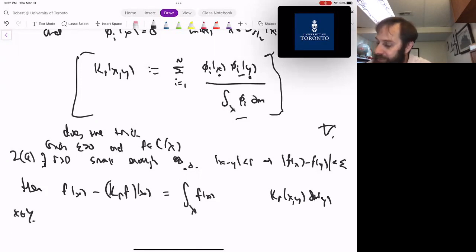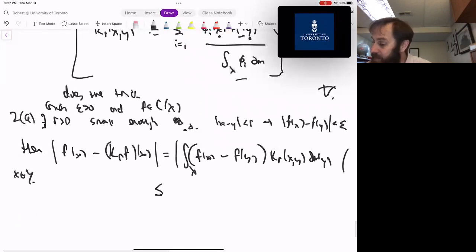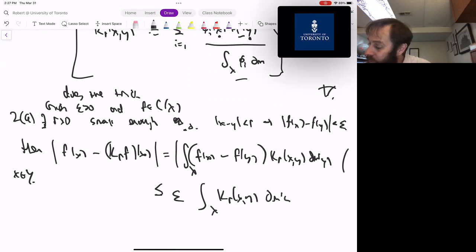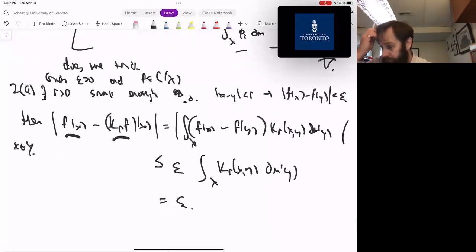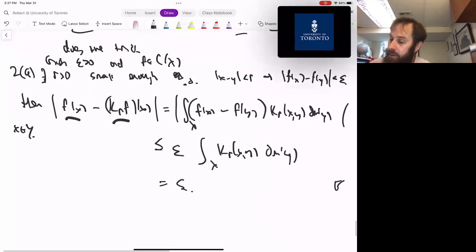This integrates to one, so I can bring f inside the integral, and the regularized guy is this. And so if I put absolute values on this, then bring the absolute values inside, this difference is less than epsilon. So I get, this is less than epsilon integral of k_R(x,y) dm(y). And for x and y, this integrates to one. So indeed, I have uniform convergence of this guy to that guy. So that's property A, as R goes to zero. If I want to look at property B, since epsilon was arbitrary, I have uniform convergence.